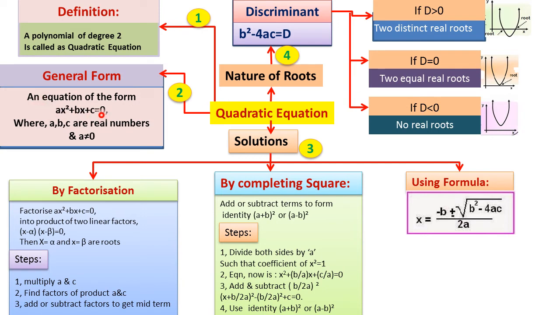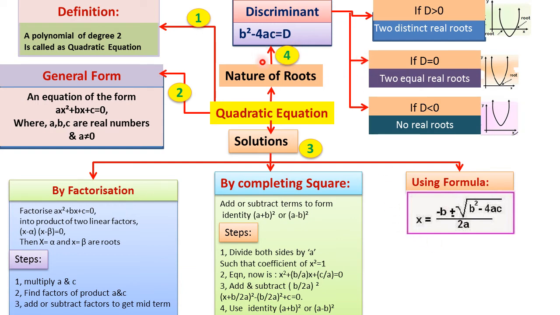By comparing the given quadratic equation with this general form of the quadratic equation, ax square plus bx plus c equal to 0, we will be able to find the values of a, b and c, and substituting in this formula, x equal to minus b plus or minus root of b square minus 4ac, by 2a, we will be able to find the root value of x. That is the solution of the given quadratic equation.